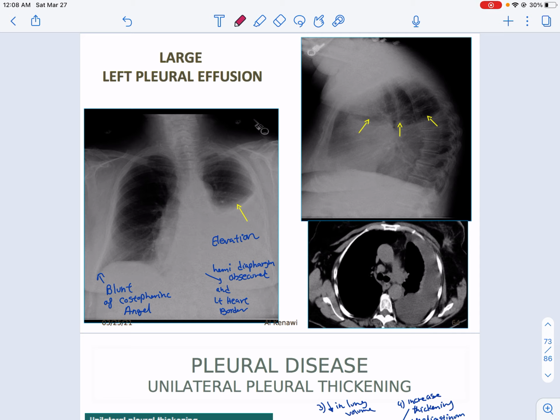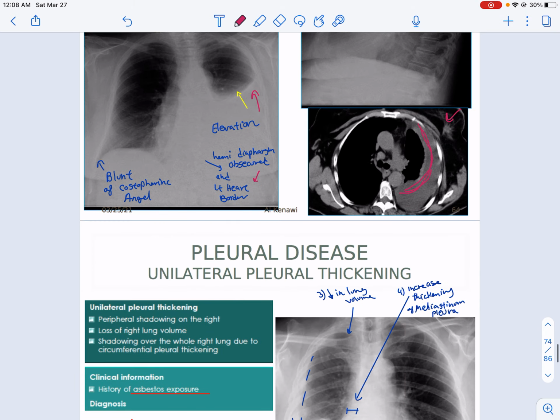Here, a large left pleural effusion. You can see there is elevation, and the hemidiaphragm is obscured, and the heart border also we cannot see. We order a CT, and you can see all the pleural effusion here.